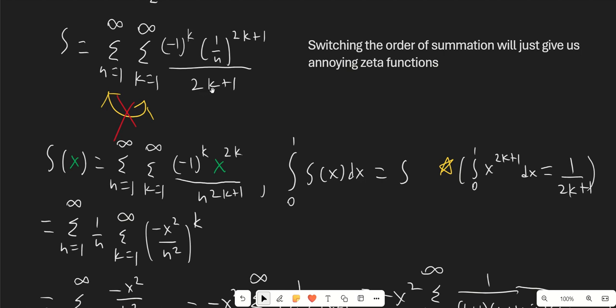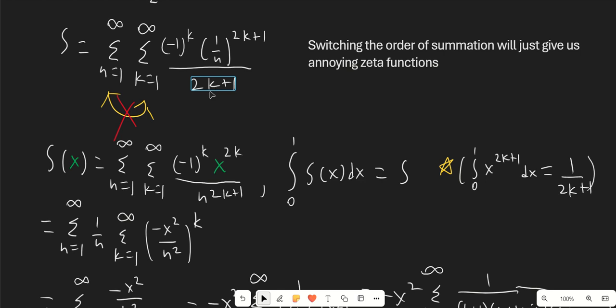If we sum this up without this 2k plus 1 on the bottom, we just get some rational function, which, as I've discussed, I actually have an entire video just on evaluating summations of rational functions, so I'm quite an expert on that. So I would much rather have that instead.